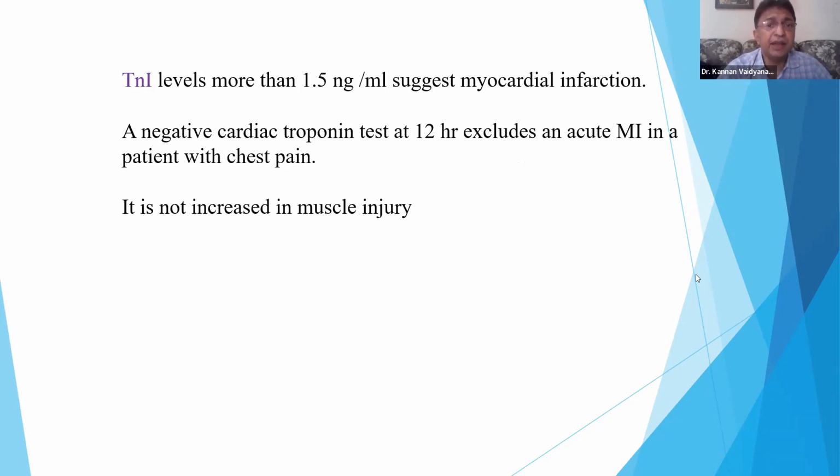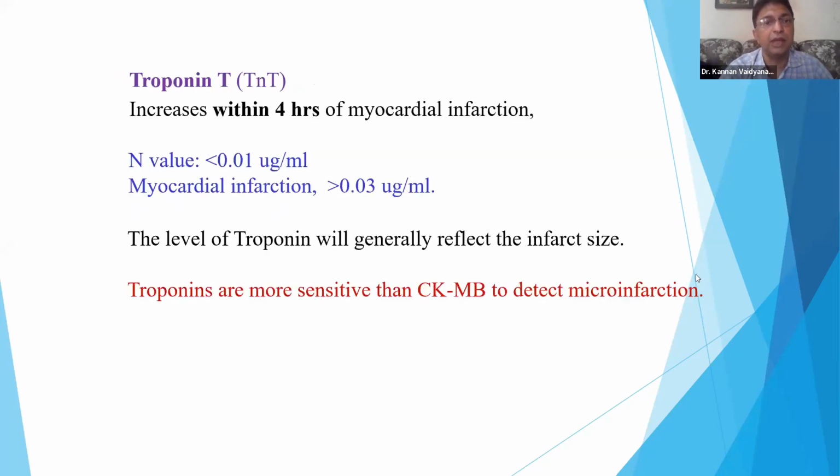The other important thing is a negative cardiac troponin test after 12 hours. I said that it starts to elevate within 4 hours, and after 12 hours, if it is still negative, it can be used to exclude acute myocardial infarction in any patient with chest pain. And the most important point is that it is not increased in muscle injury. So in the period from 4 hours to 12 hours, it can be used very effectively, but before 4 hours, again, troponin I is not much use.